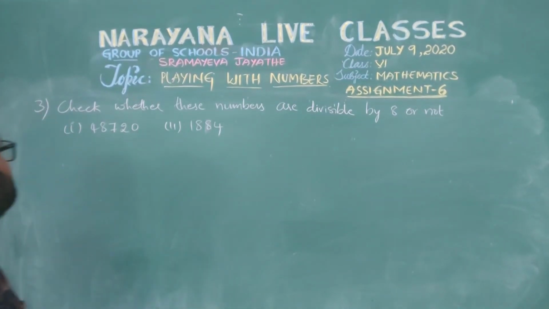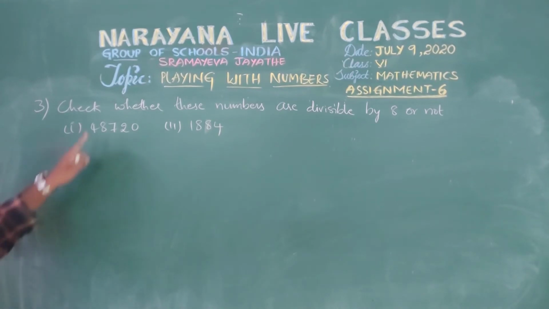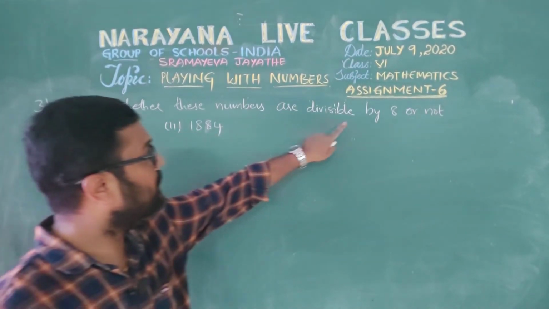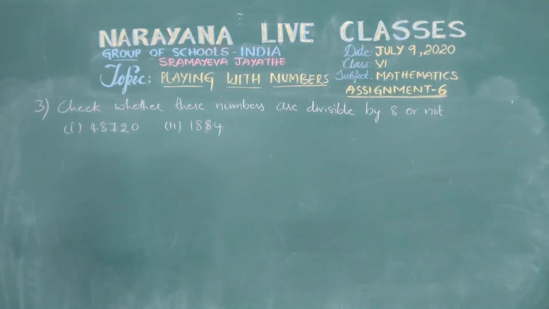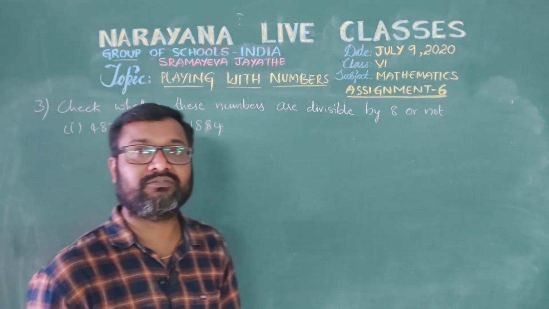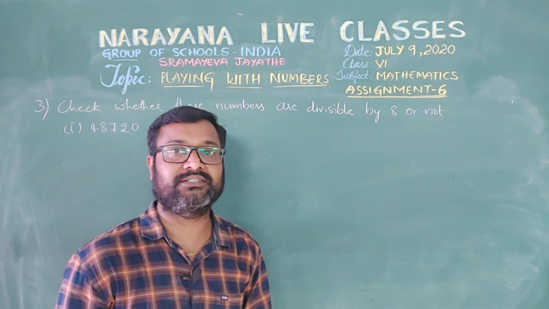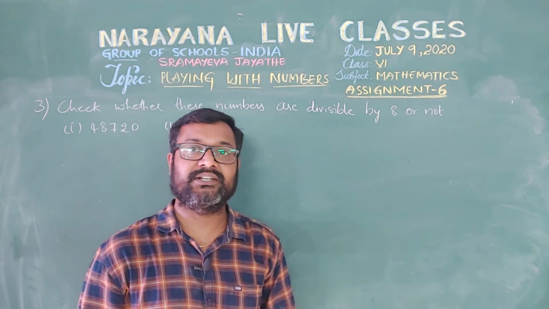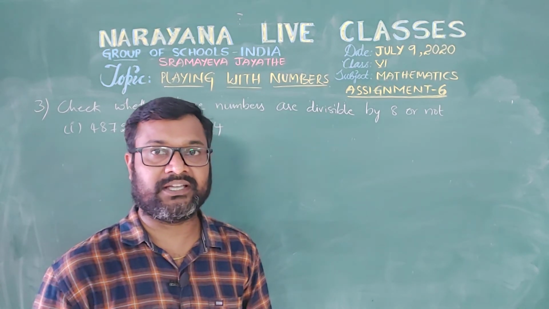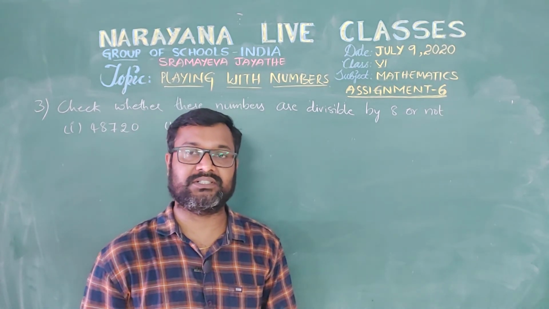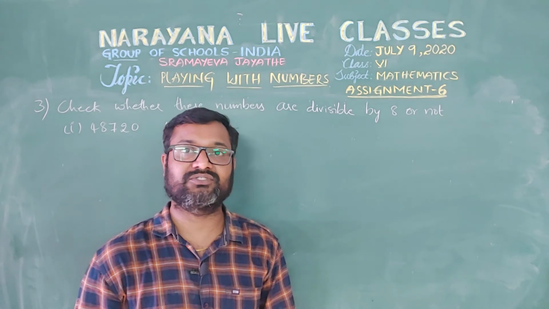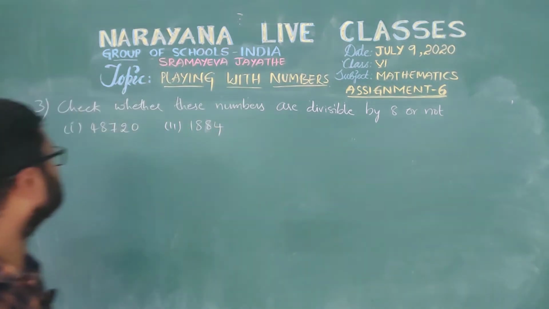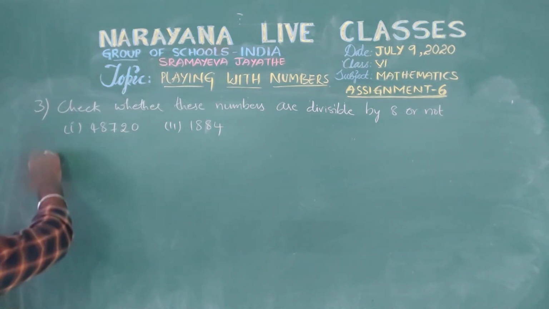So let's do the third question. Children, this is the third question. Check whether these numbers are divisible by 8 or not. We need to verify these numbers using the divisibility rule of 8. What is the divisibility rule of 8? The last three digits of a number should be divisible by 8. So that's the divisibility rule for 8.